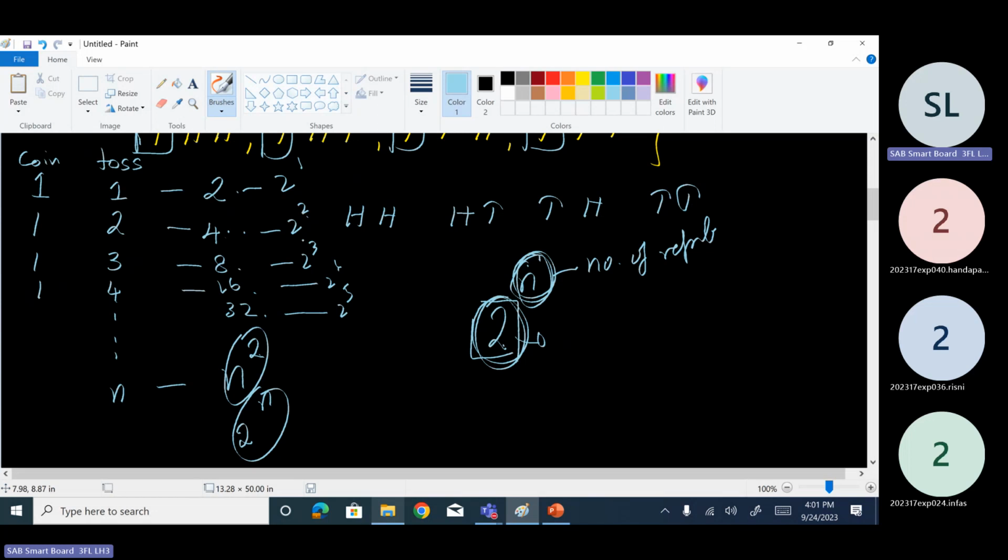Now, suppose you are rolling a die five times. How many possibilities will be there? Single trial, 6 possibilities. You are rolling 5 times. So it will be 6 to the power of 5 possible combinations.